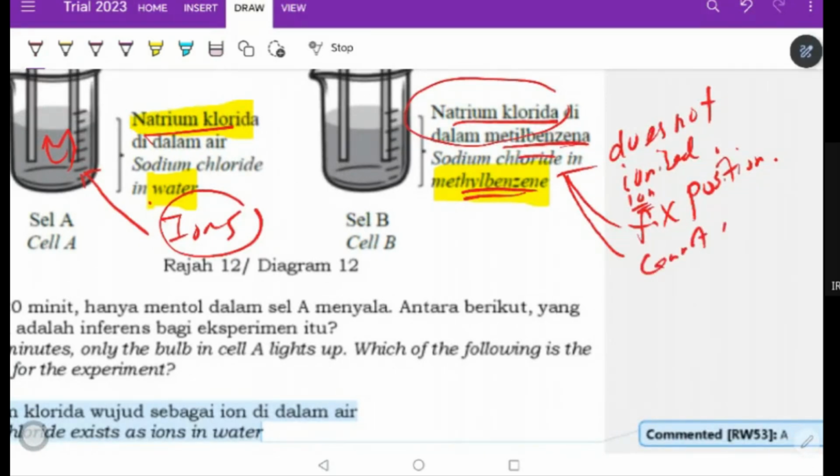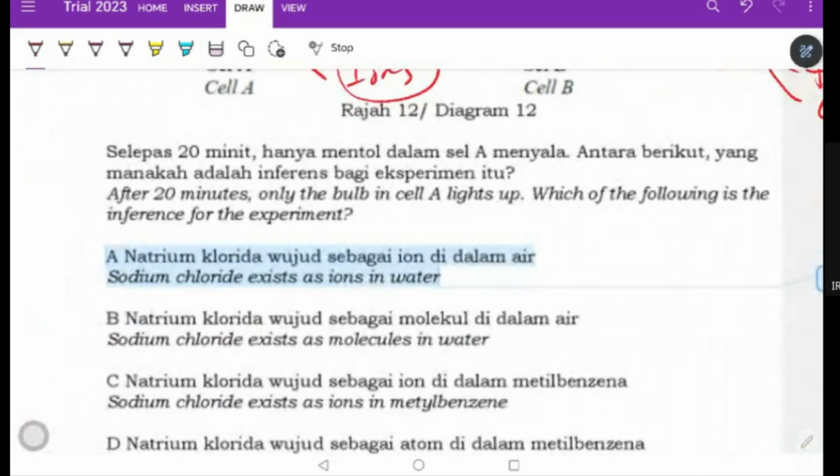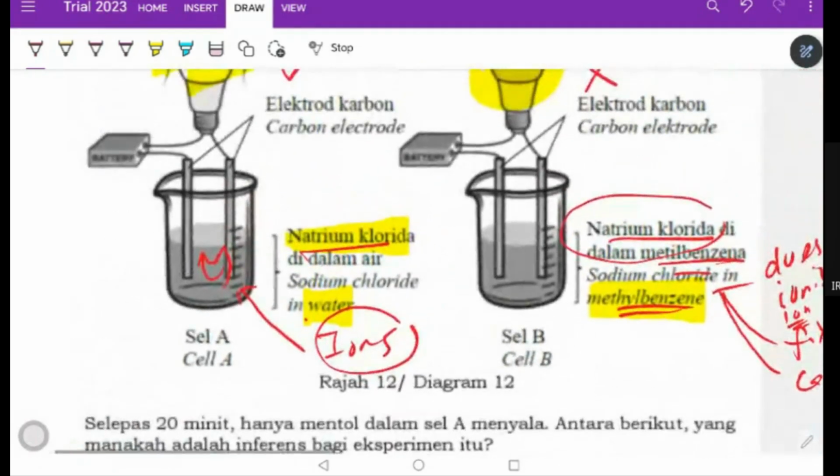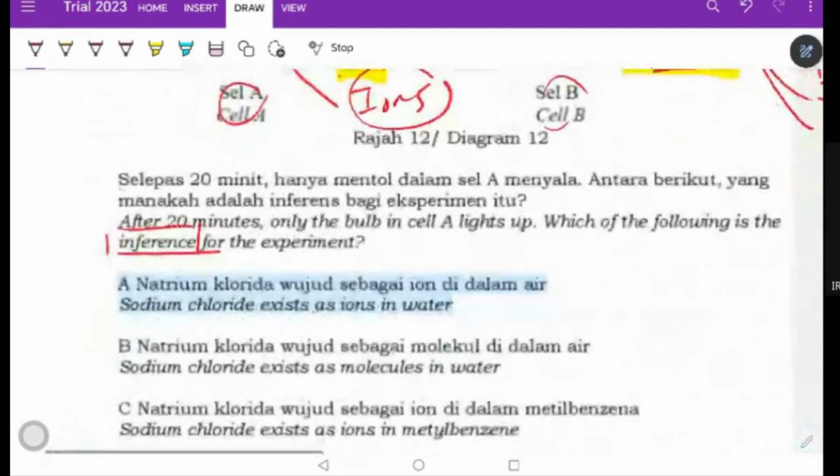Cannot move freely. Okay. So what is an inference? An inference explains the observation. Okay. Why can one not conduct electricity, but this one can conduct electricity? The bulb lights up, right?